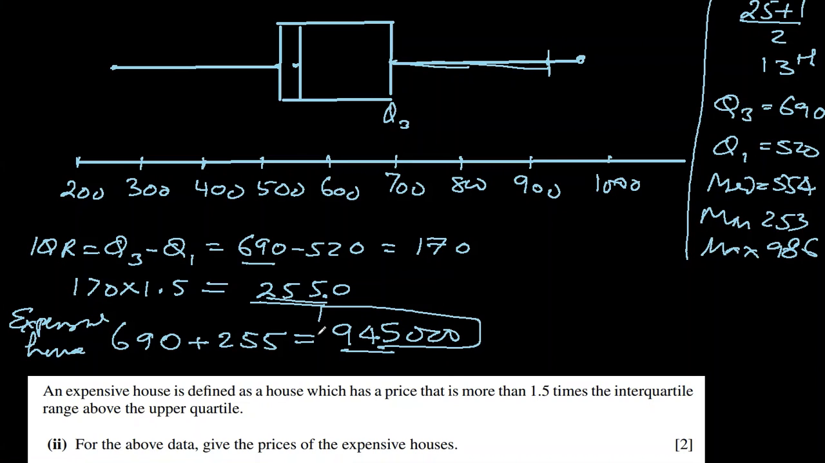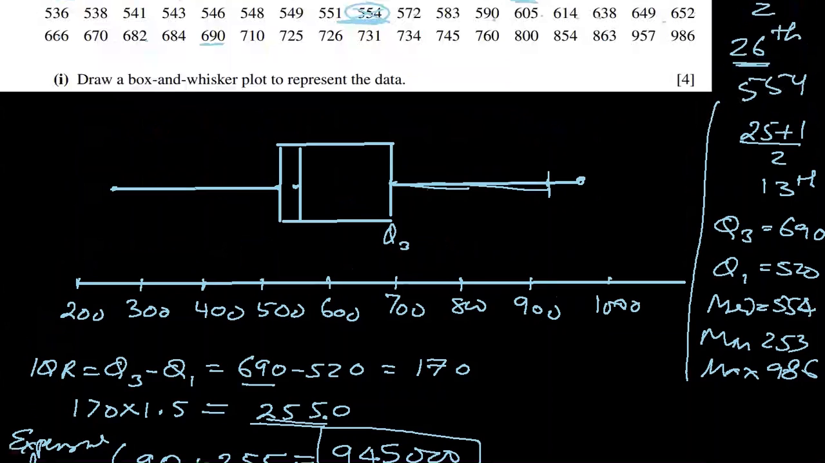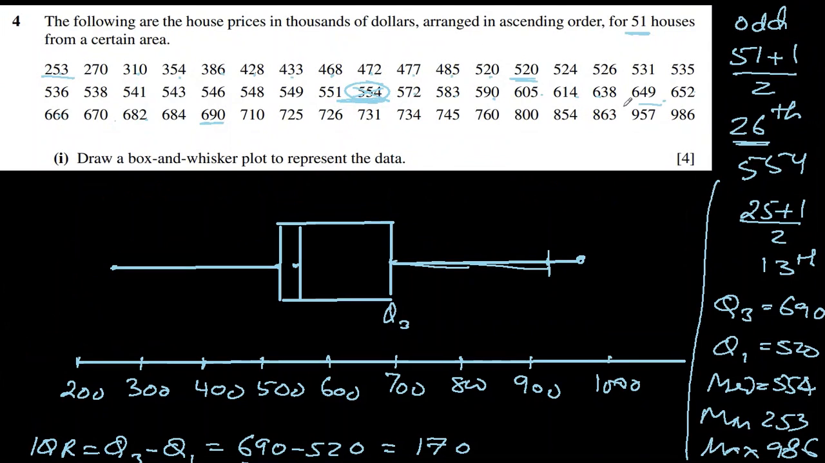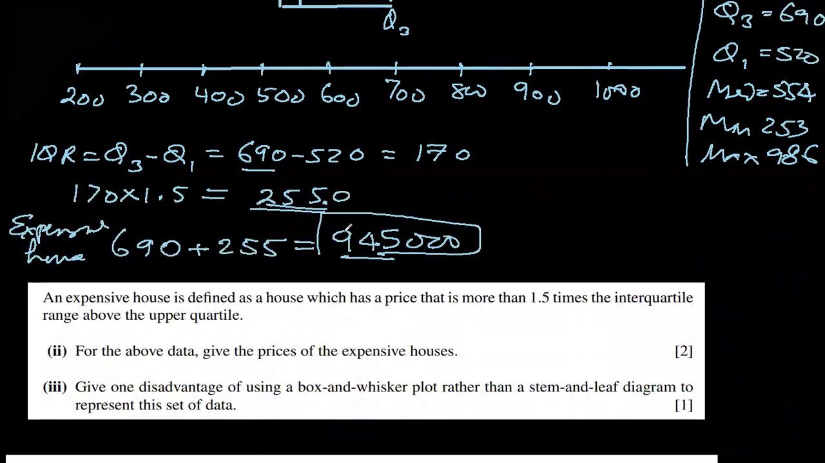$1,000. This is the price above which we'll call it an expensive house. From the above data, give the prices of the expensive houses. Which ones are more than 945? So we have just two of them, 957 and 986,000. So the answer is 957,000 and 986,000. There are two houses which are expensive.